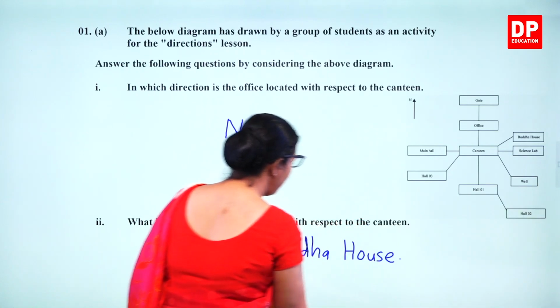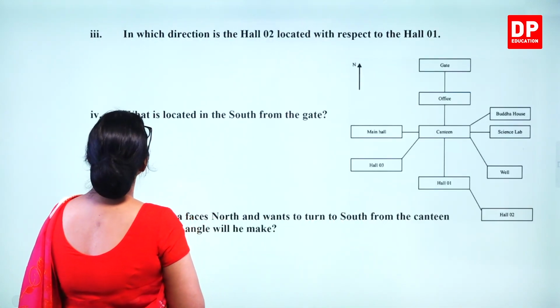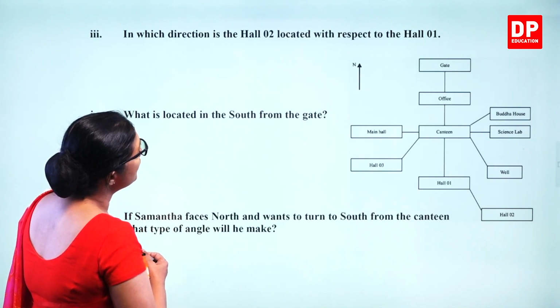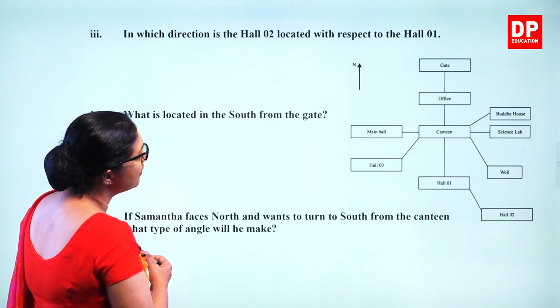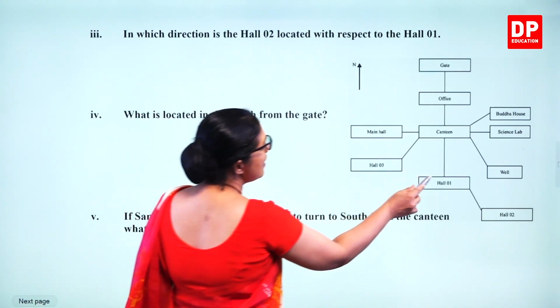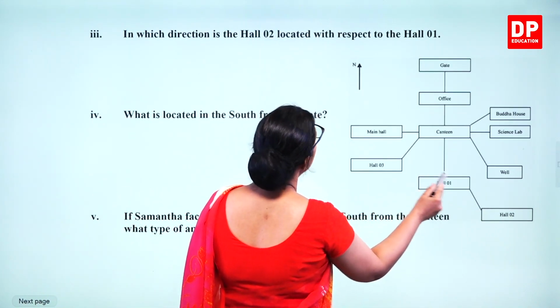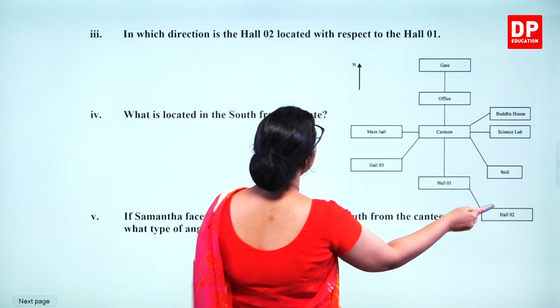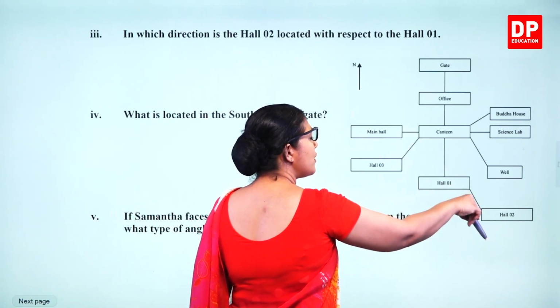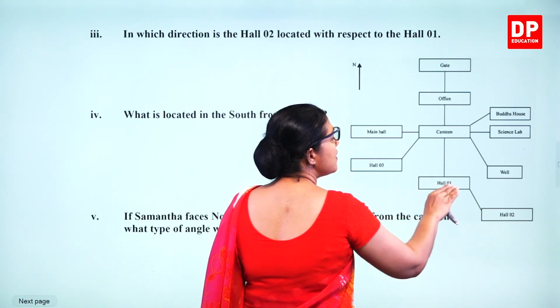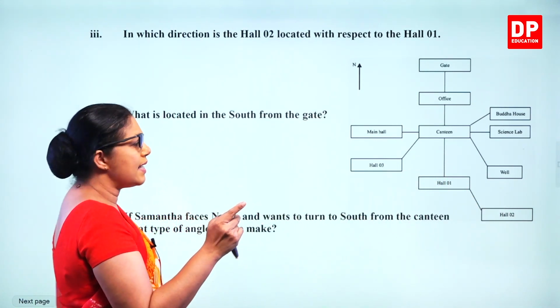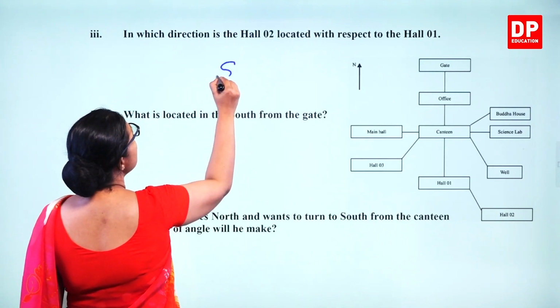Let's do the next one. In which direction is hall number 2 located with respect to hall number 1? Hall number 1 is here. Hall number 2 is here. So you have to give hall number 2 located with respect to this one. So this way, this is east. This is south. In between south and east we call southeast.